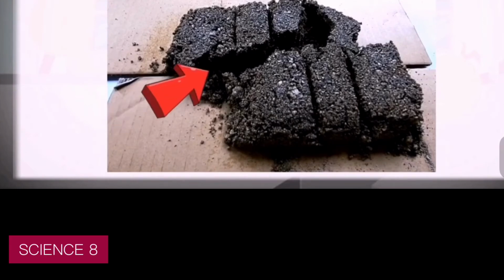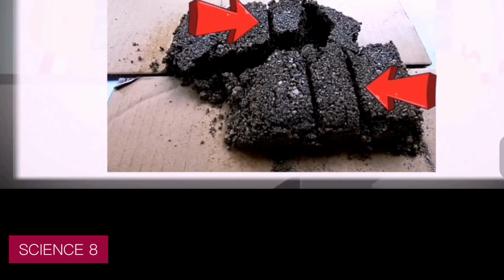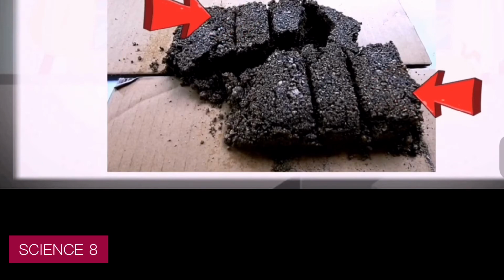A crack is formed in the sand. A break is formed in the sand. Question number 2. What happened to the line? The lines move. It shifted or displaced. In this activity, we have learned that fault is a break or crack in the earth crust and is formed when rock layers move.